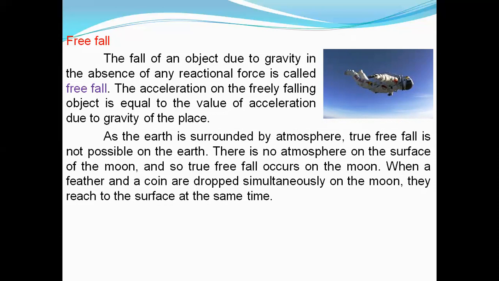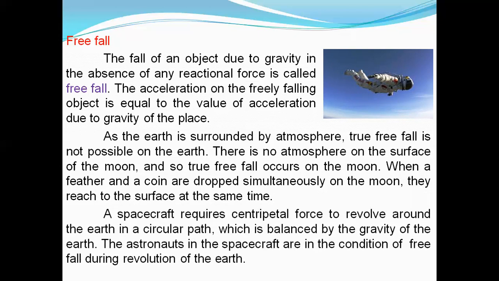As the earth is surrounded by atmosphere, true free fall is not possible on the earth because every object experiences some type of reactional force, though it can be negligible. So true free fall is not possible here. But as we all know, there is no atmosphere on the surface of the moon, so true free fall occurs on the moon. When a feather and a coin are dropped simultaneously on the moon, they reach the surface at the same time.